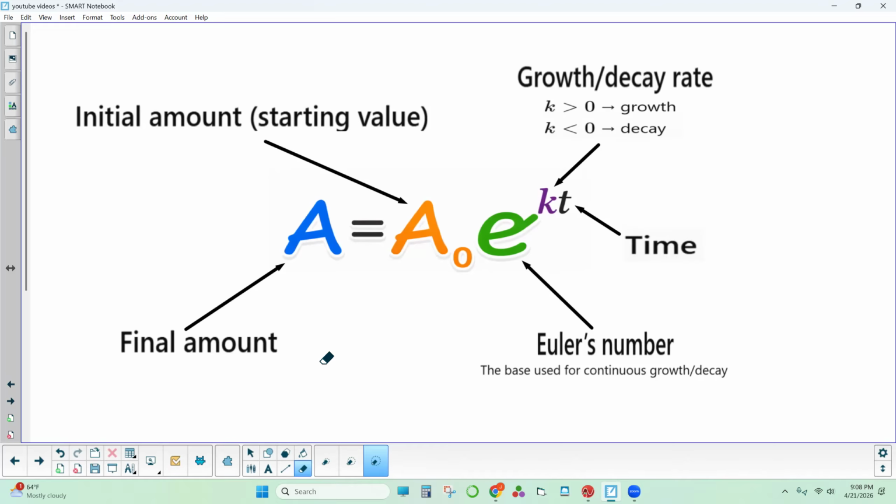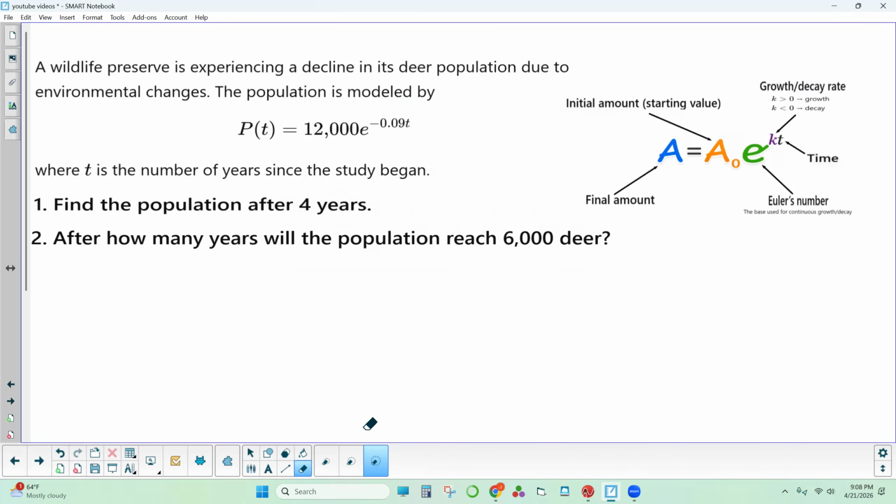If k is greater than 0, the model represents exponential growth. And if k is less than 0, the model represents exponential decay. All right? So we're going to work through 3 examples here. And while we work through these examples, I will provide the formula up here on the top right, so you can look at that as we work through these.